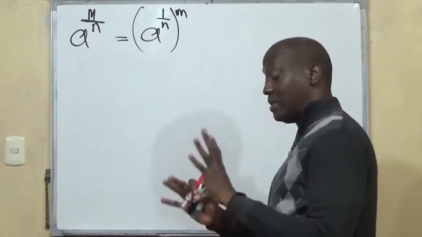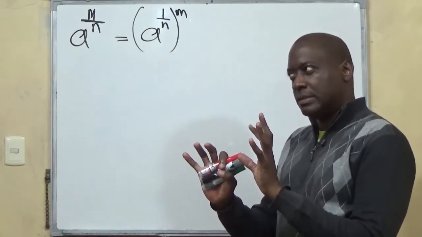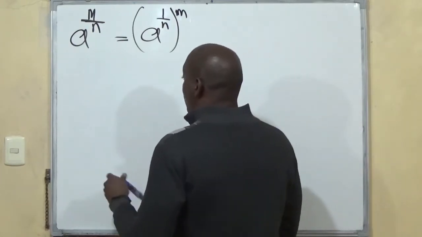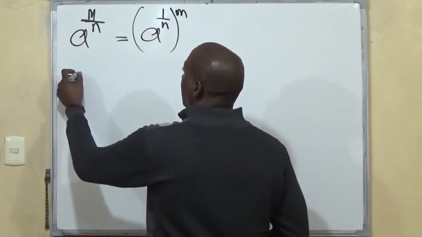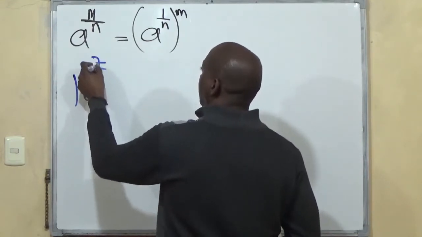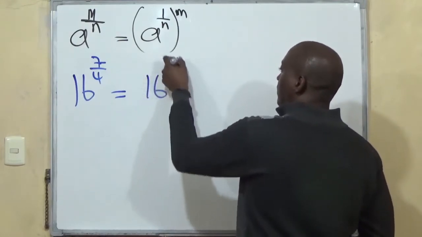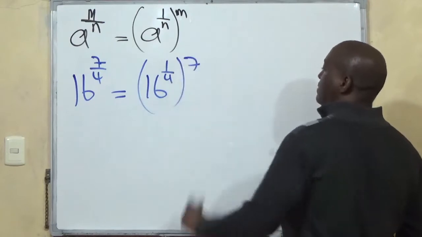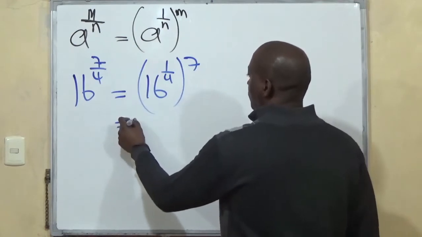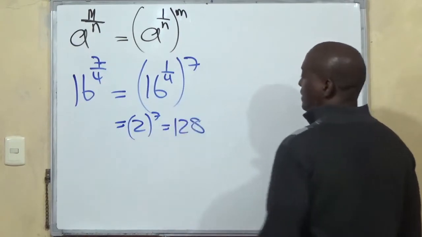Let me do some nice examples now. Let me just write it down. So if I say that 16 to the power of 7 over 4, that is equal to 16 to the power of 1 over 4, in brackets, all to the power of 7. 16 to the power of 1 over 4 is 2, to the power of 7, which is 128. That's one example.